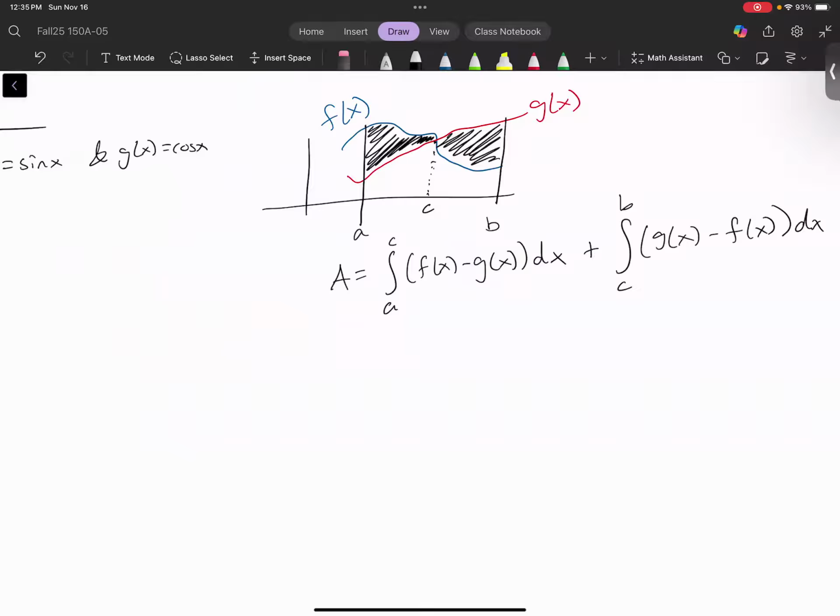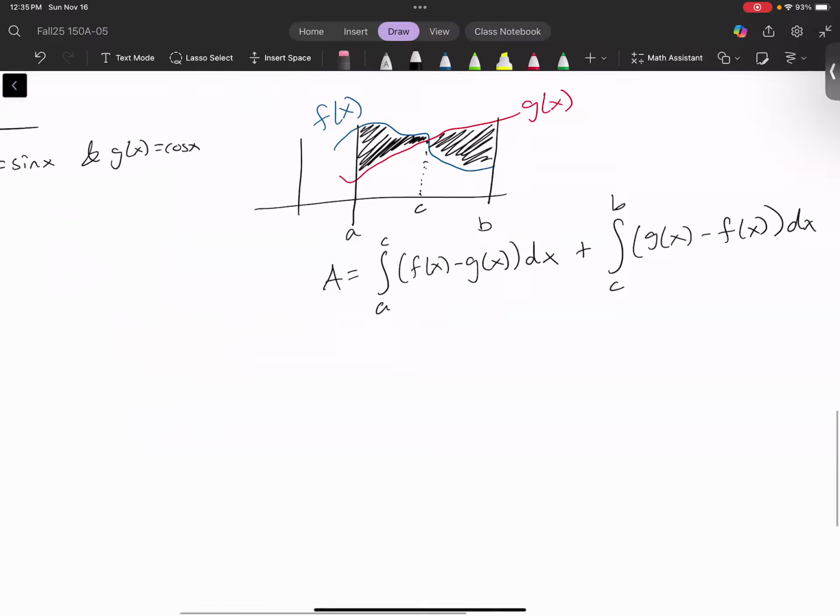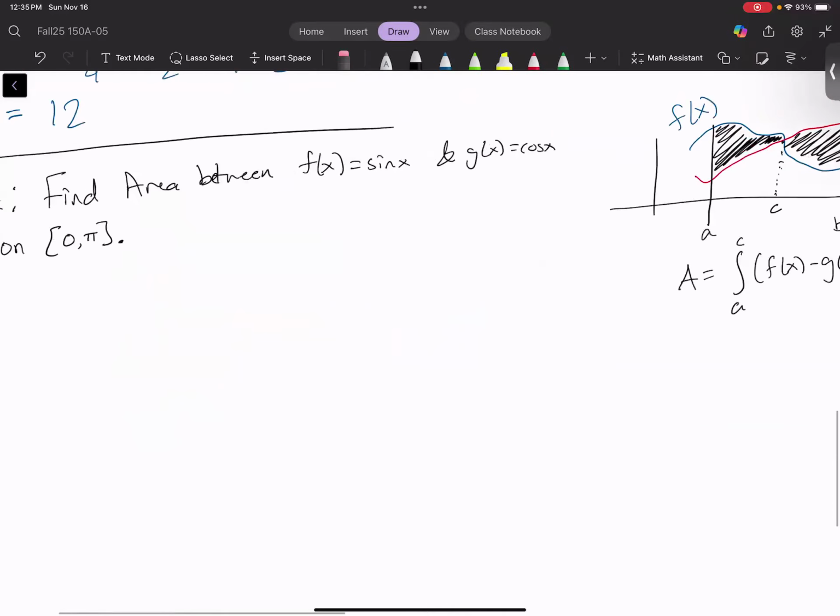So you have to look and see if there are any points where it switches, right? And you have to do an area for every single region where you do top minus bottom. Okay. Top minus bottom, top minus bottom.